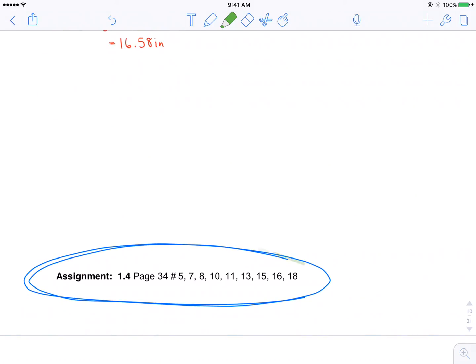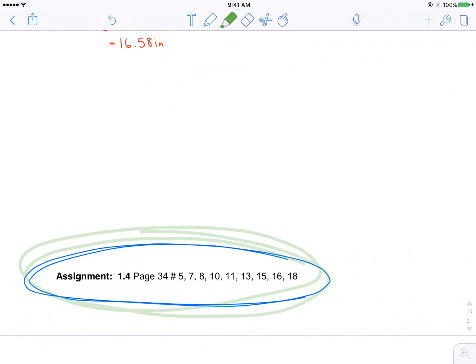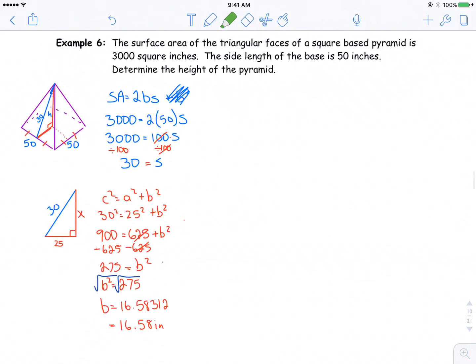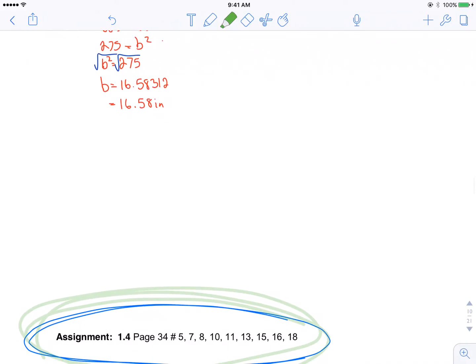Questions for 1.4 are down here at the bottom. And remember, the only way you can get better at doing any of these types of questions is to practice, practice, practice.